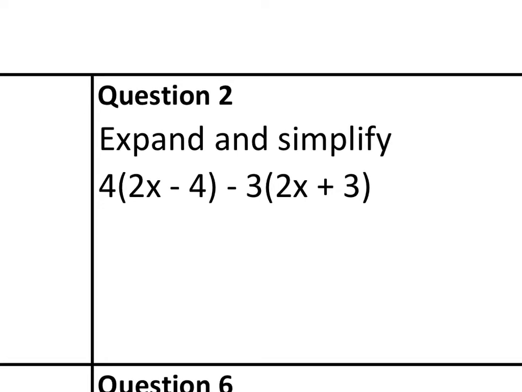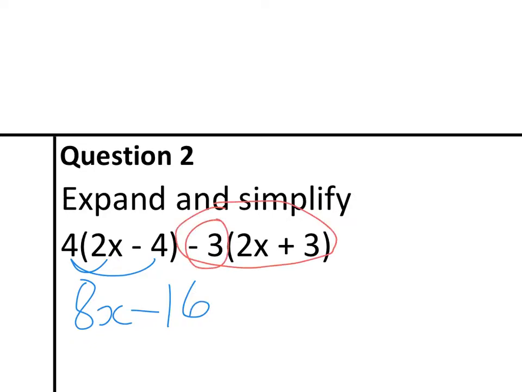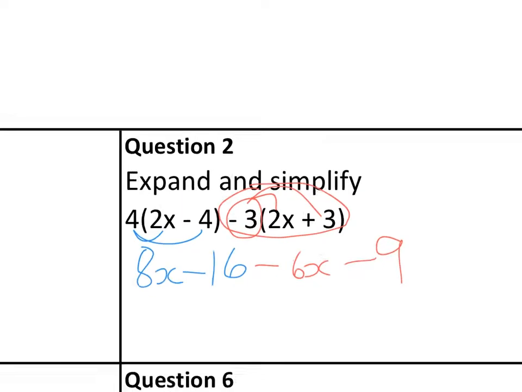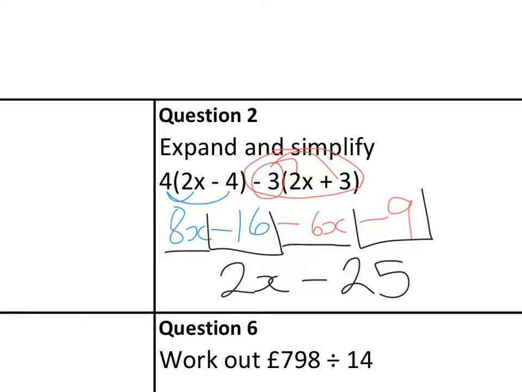Okay, similar to the previous one. So 4 times 2x, 4 times negative 4. Now this one, really important, this is negative 3. Negative 3 multiplied by 2x, negative 6x, negative 3 multiplied by positive 3, negative 9. Okay, 8x take away 6x, 2x, negative 16 take away 9, negative 25.